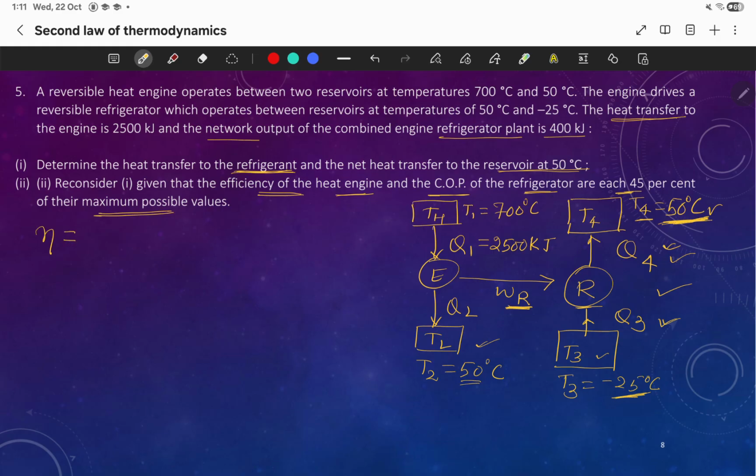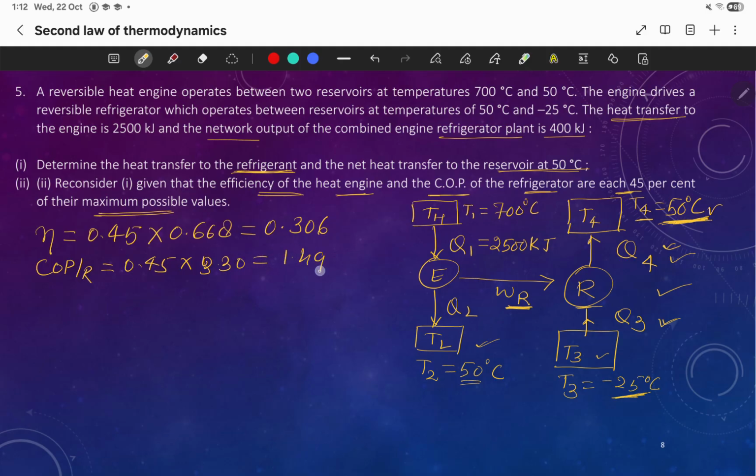So eta will be equal to 0.45. We have calculated eta earlier, that was 0.668, so we will get the eta value as 0.306. And just do the calculation for COP of refrigerator. It will be 0.45 of the existing COP. So this was 3.30. We will get 1.49.